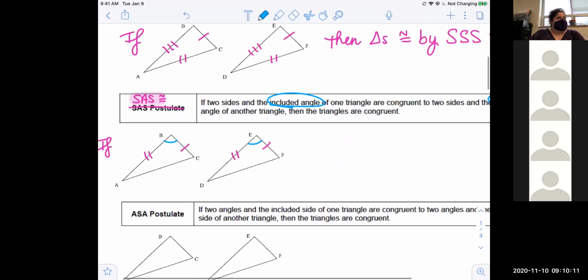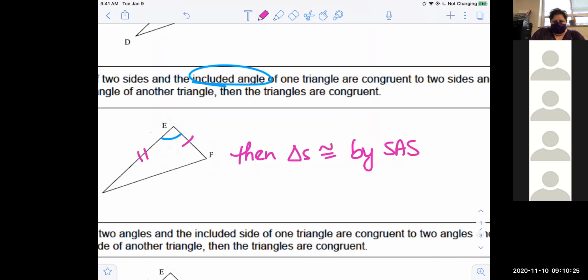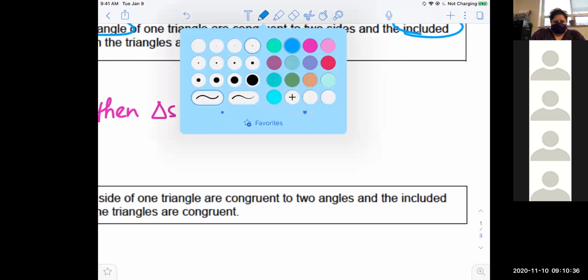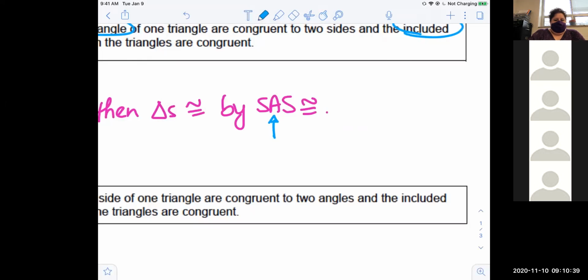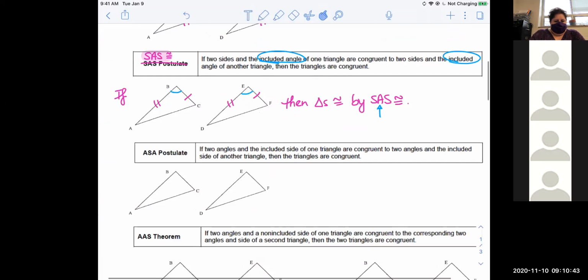Okay, so if you have two pairs of sides and the angle that's formed by those sides congruent, then the triangles are congruent by side, angle, side congruence. The order of the letters matters because it tells you what you know. You have two sides and the angle between the two sides. Two sides and then the angle that's between them. Order matters. SAS means two sides and the included angle.